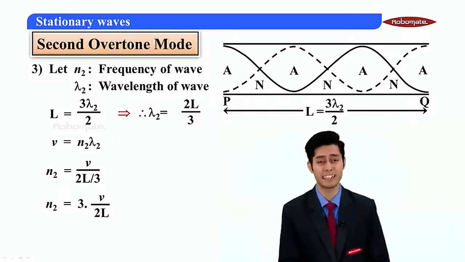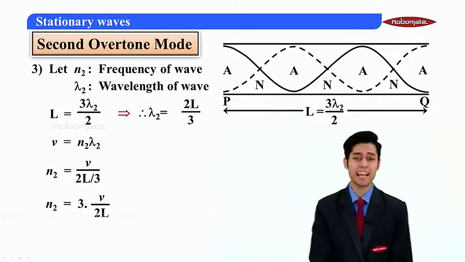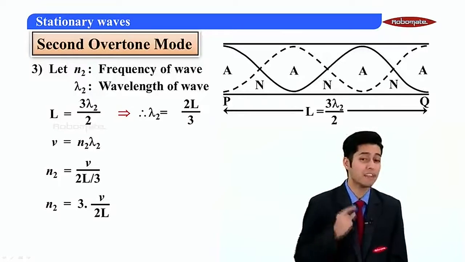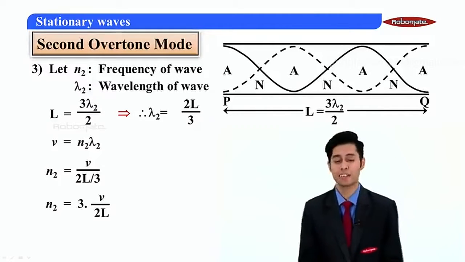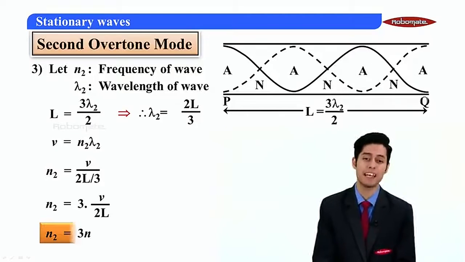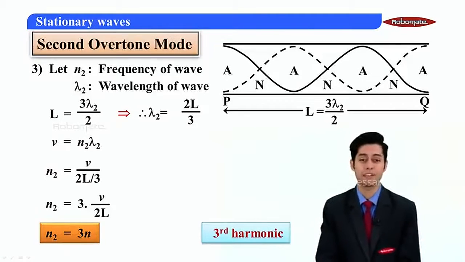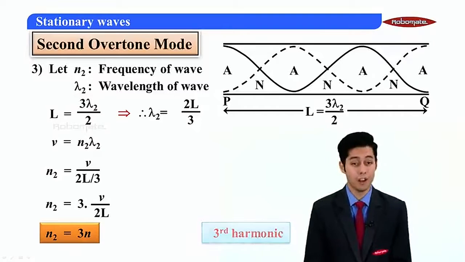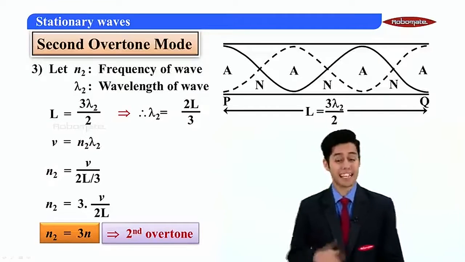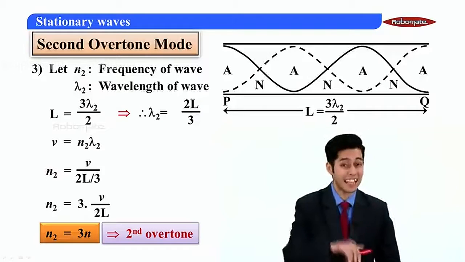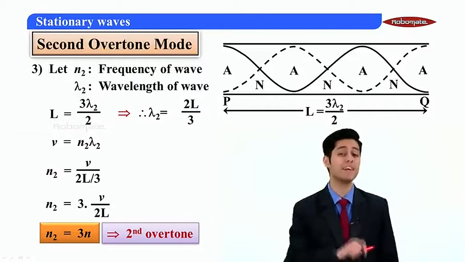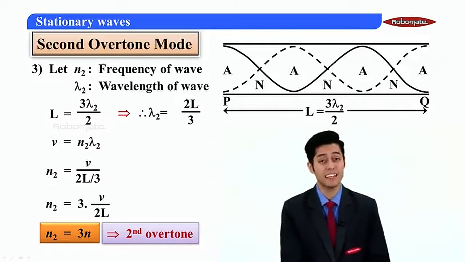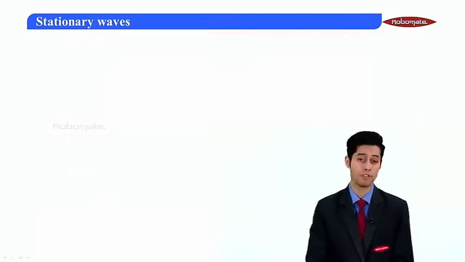On further solving, N2 comes out to be 3 times V by 2L, and as we all know, V by 2L is actually the fundamental frequency N. So N2 will be 3 times N, that is 3 times the fundamental frequency, which is called the third harmonic. Also, it is called the second overtone since it is the second higher frequency than the fundamental frequency. So students, with the help of these things, we completed the overall modes of vibration.